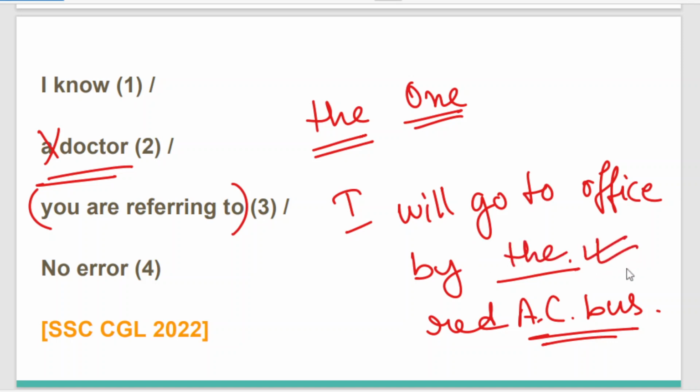So in this kind of sentences, we are specifying it, and whenever we are specifying any situation, we have to use definite article the.